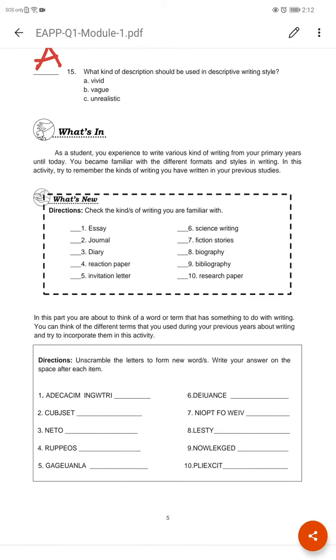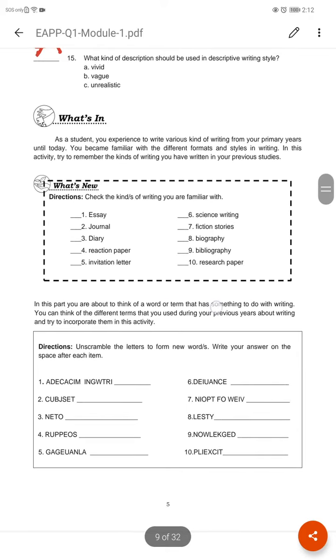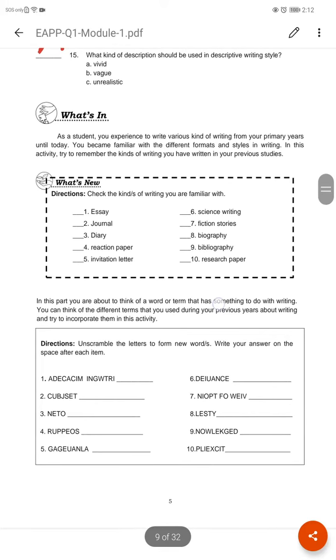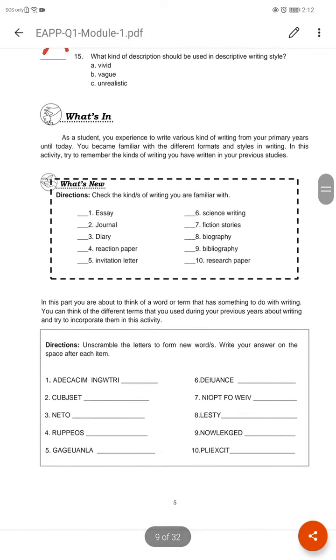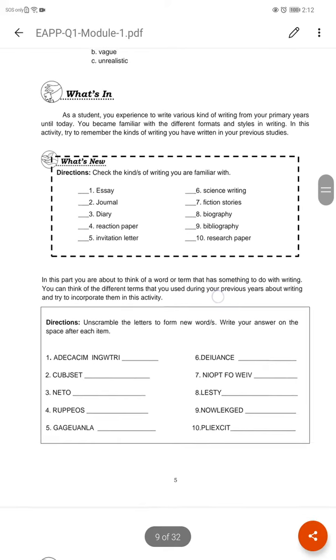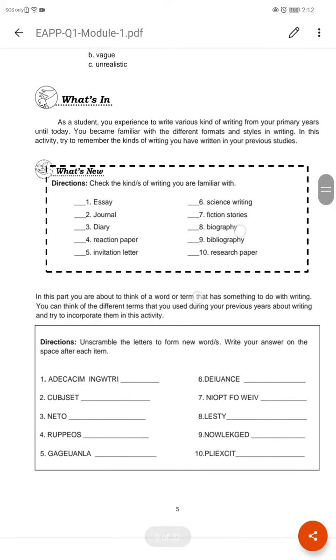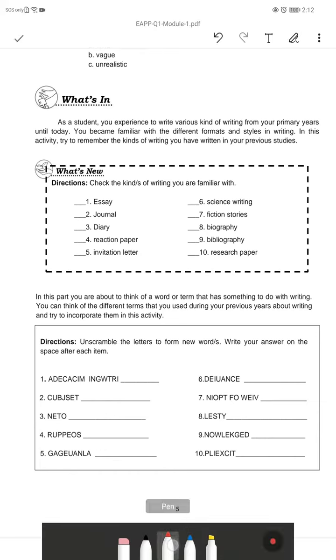So here, as a student, you experience to write various kinds of writing. From your primary years until today, you became familiar with the different formats and styles in writing. In this activity, try to remember the kinds of writing you have written in your previous studies. So all you have to do is to put a check. But since we cannot answer on your module, guys, I want you to write on your whole sheet of paper what's new. Kindly write what's new.